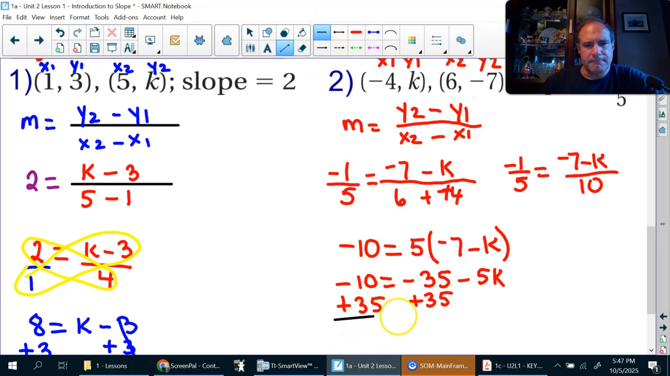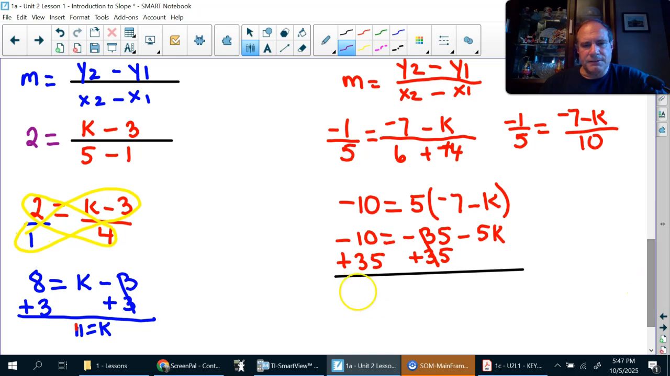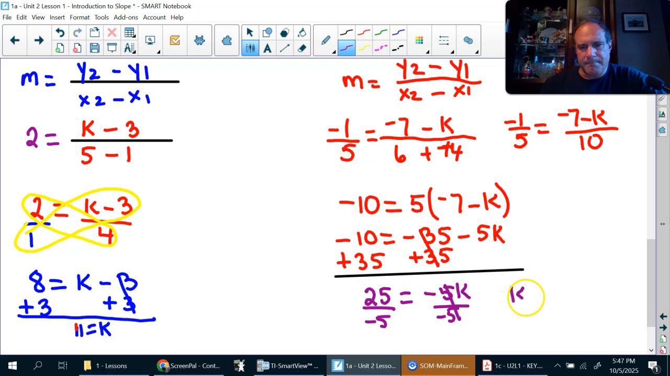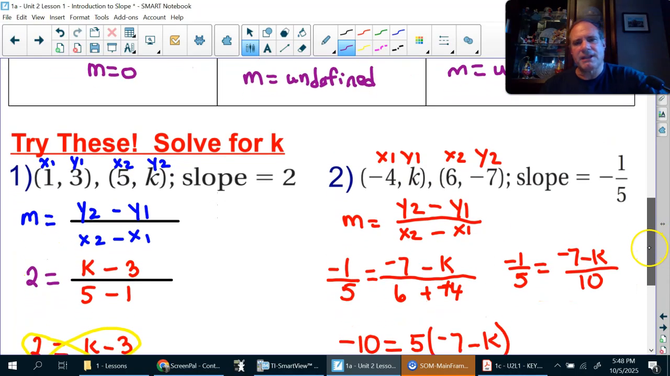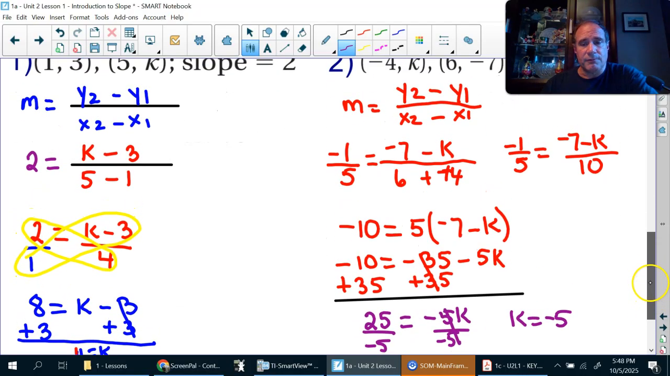It's a tough one. And you get this to cancel. This is 25 equals negative 5k. Divide by negative 5. k equals negative 5. And that makes sense because if you put k as negative 5 in, then you would get a slope of negative 1/5.